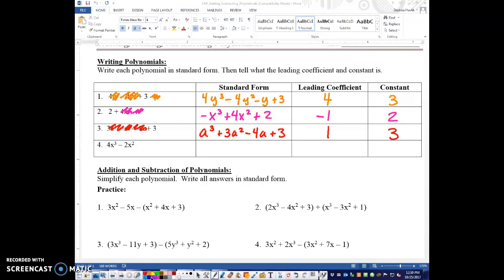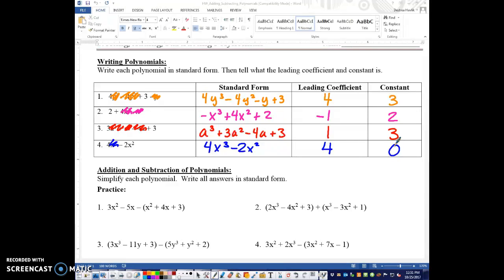All right, very last one, number 4. We have 4x to the third power minus 2x squared. What's our standard form? Which one has the highest exponent? 4x to the third. And then the next one is obviously negative 2x squared. So it was already in standard form. What's the leading coefficient? It's 4. And what's our constant? Because technically you can add a 0 to the end. The constant is 0. Okay?